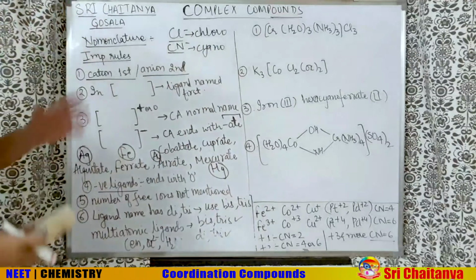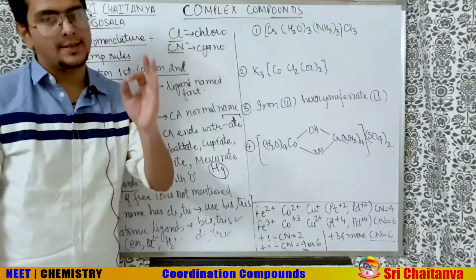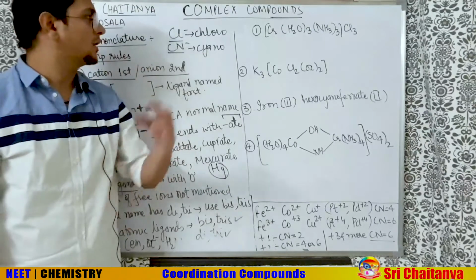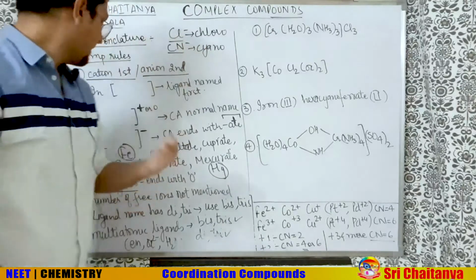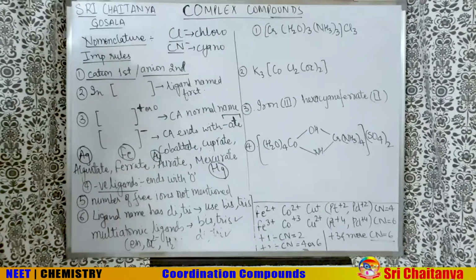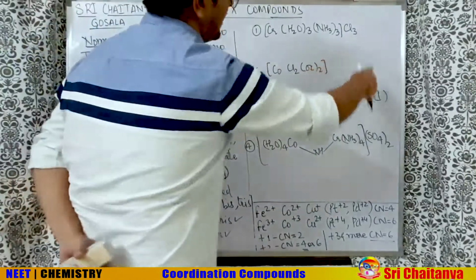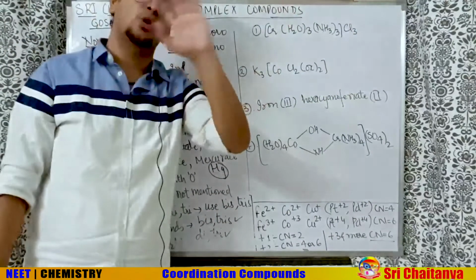So many people love to use the word cyanido more, but again we have to go as per the NEET syllabus. In NCERT they are using cyano a lot, they are using chloro a lot, so we can use both, chloro, chlorido, both. Next, the number of free ions need not be mentioned. For example, here there are 3 Cl minus, so you will not write trichlorido here, you will just write chloride.